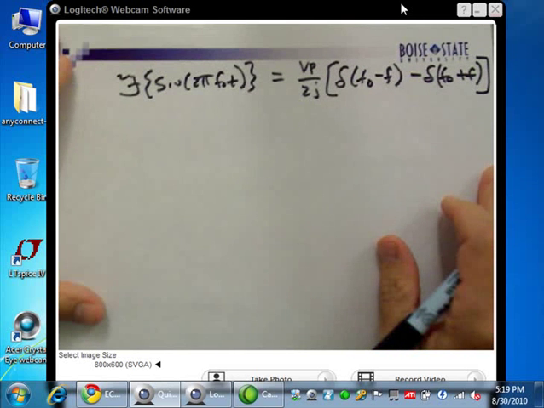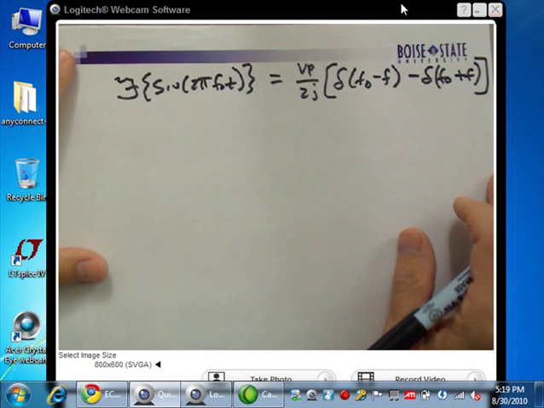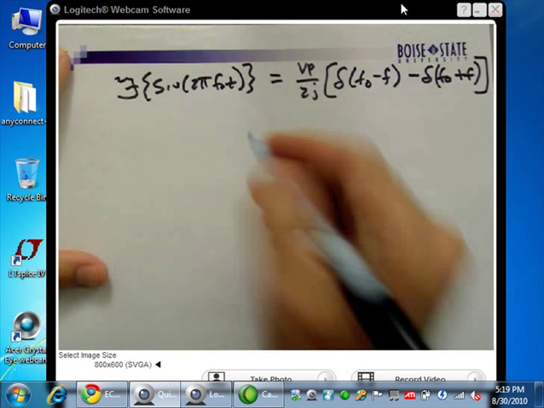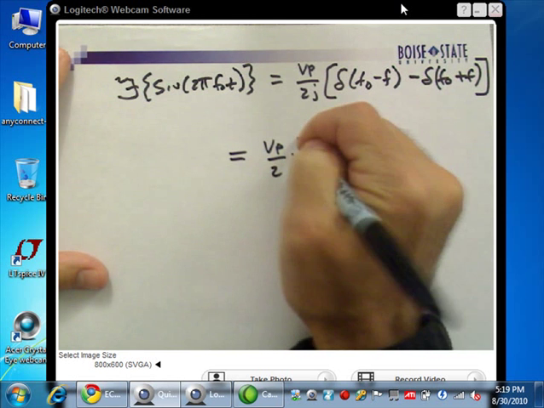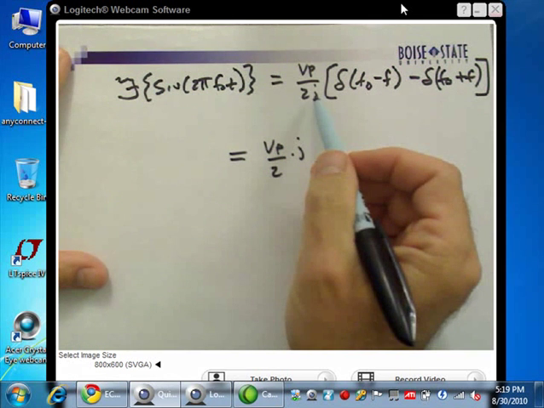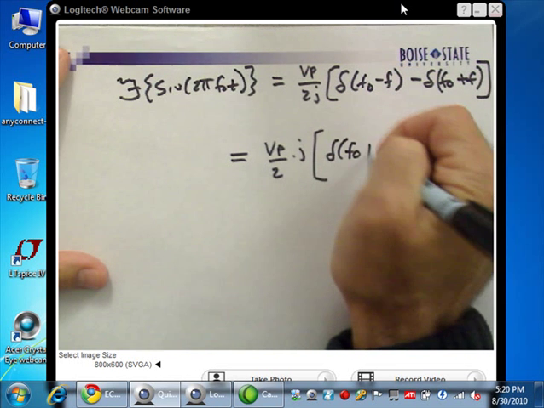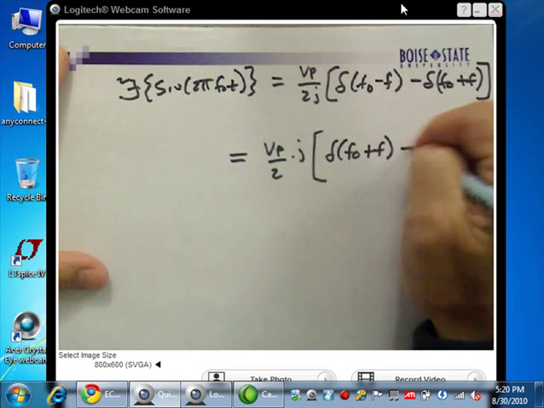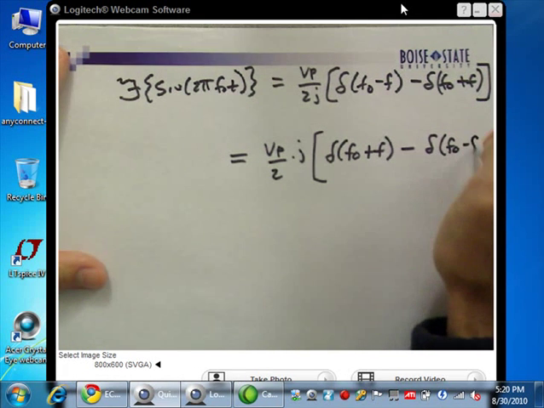Now let's plot those. Sound good? Why don't I make it easy on myself to begin with? I'm going to multiply the top and bottom by J. So that's equal to VP over 2 times J. J times J is minus 1. So I can write that as del of F0 plus F minus del of F0 minus F.